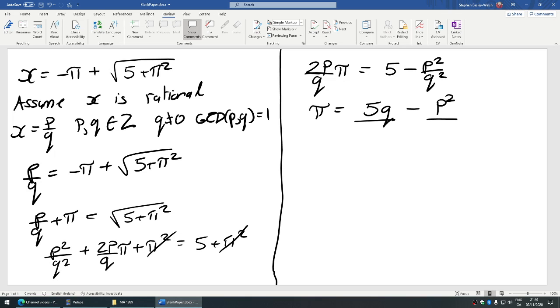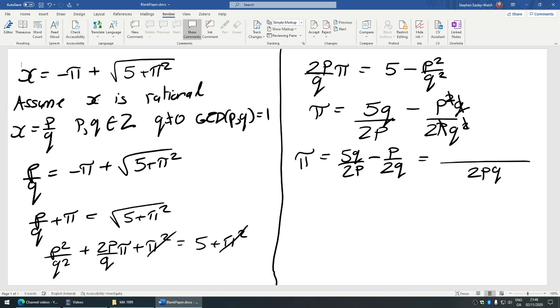I'm multiplying by q and dividing by 2p. So that'd be 2p q squared, 5q, and then p squared q. You can cancel the q with this power, the p with that. So you get pi is 5q over 2p minus p over 2q, which is 2pq, 5pq minus pq. So then pi will equal 4pq over 2pq.